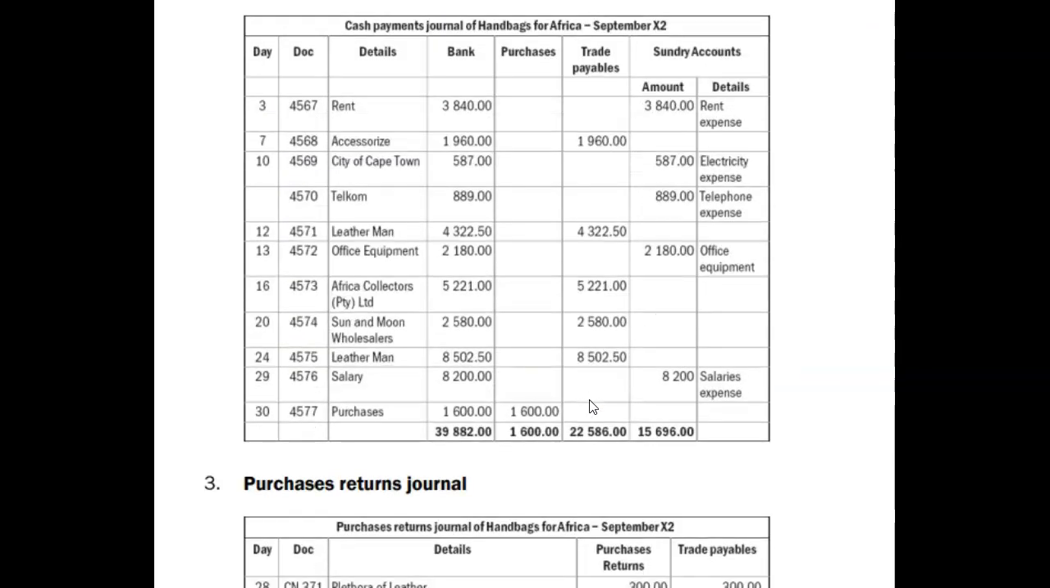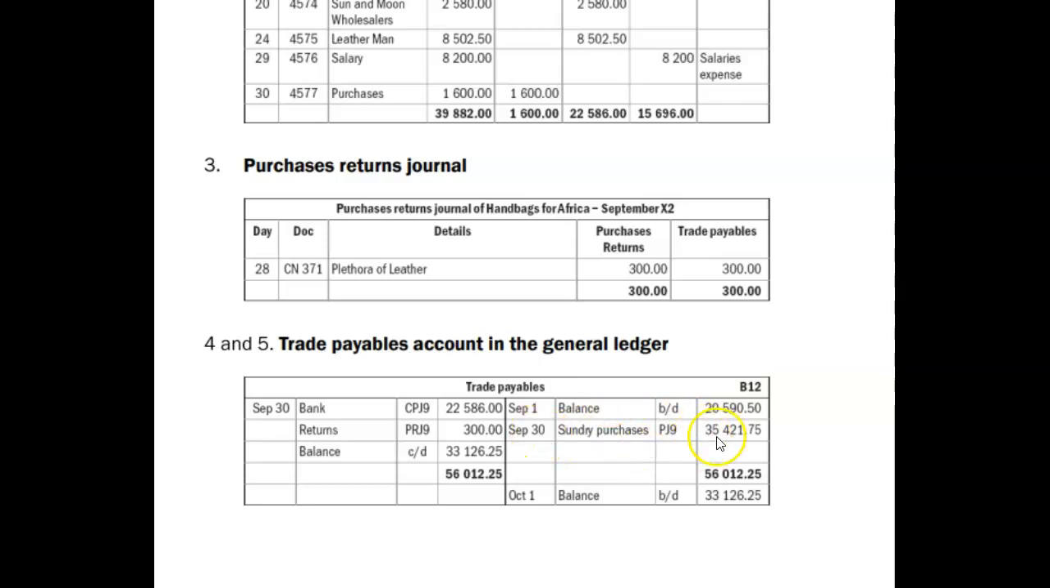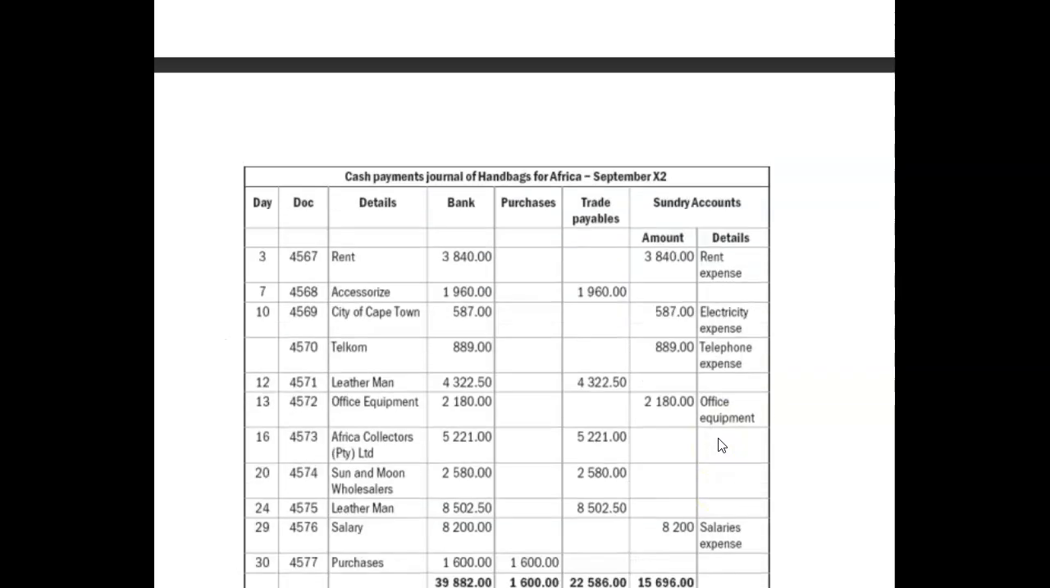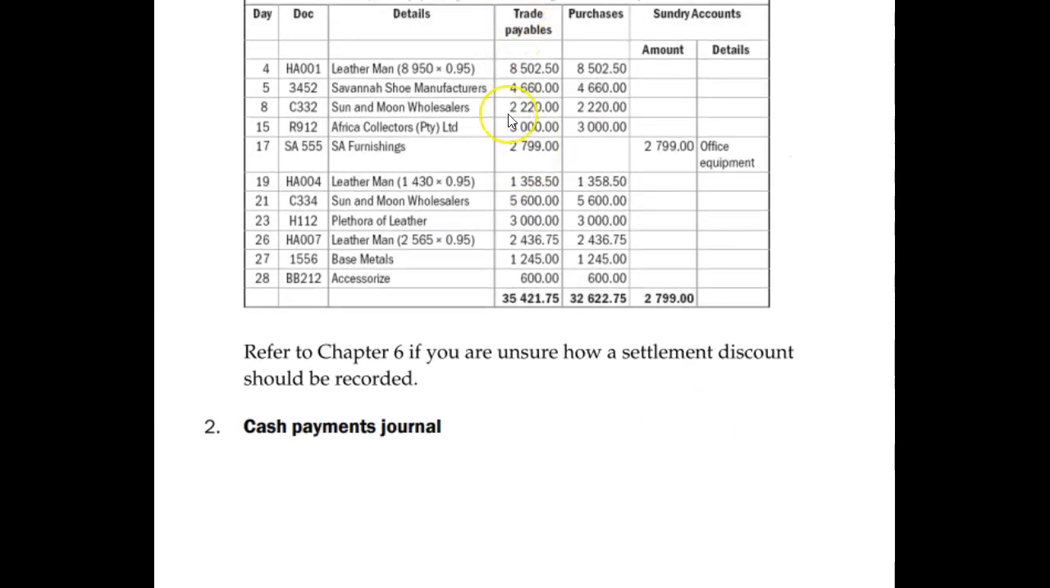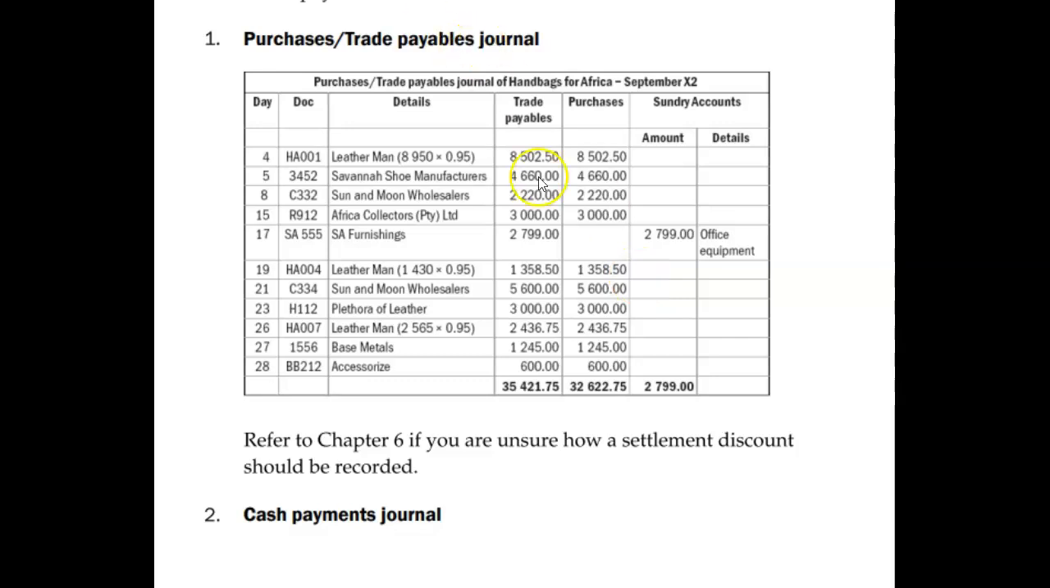So if you look at the credit side of trade payables, you should have this amount. Perfect. So September 30th sundry purchases 35,421. So they got the amount from here. So that's fine. So that's how you post from the purchases journal to the trade payables account. If you have the purchases account, you will obviously see it'll be debits. On the debit side of the purchases ledger, you'll have trade payables as a contra and the amount 35,421.